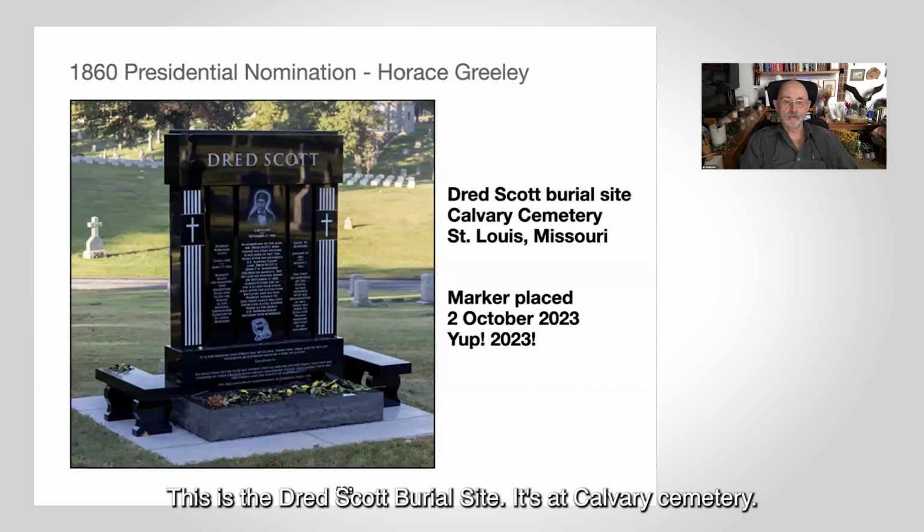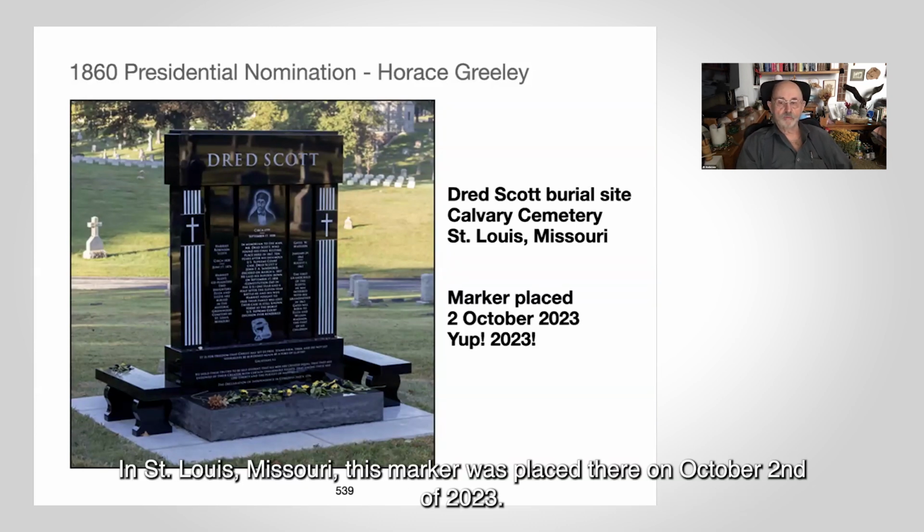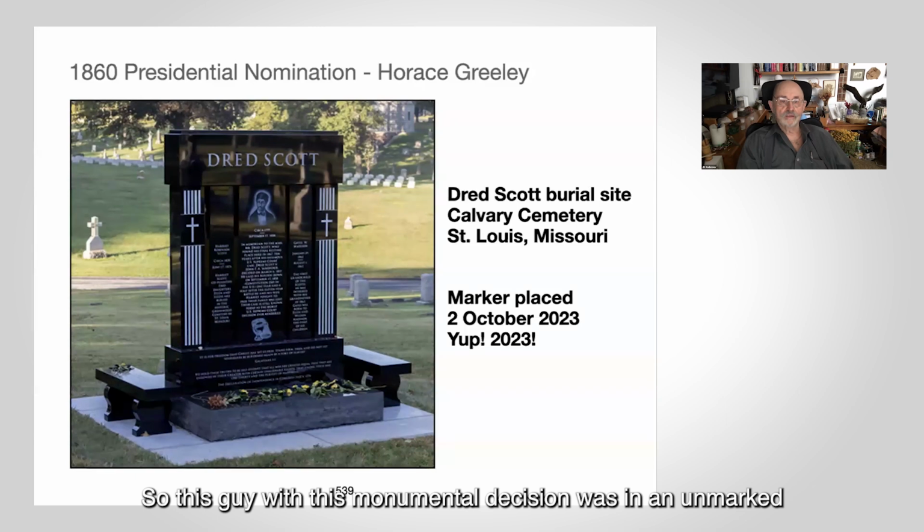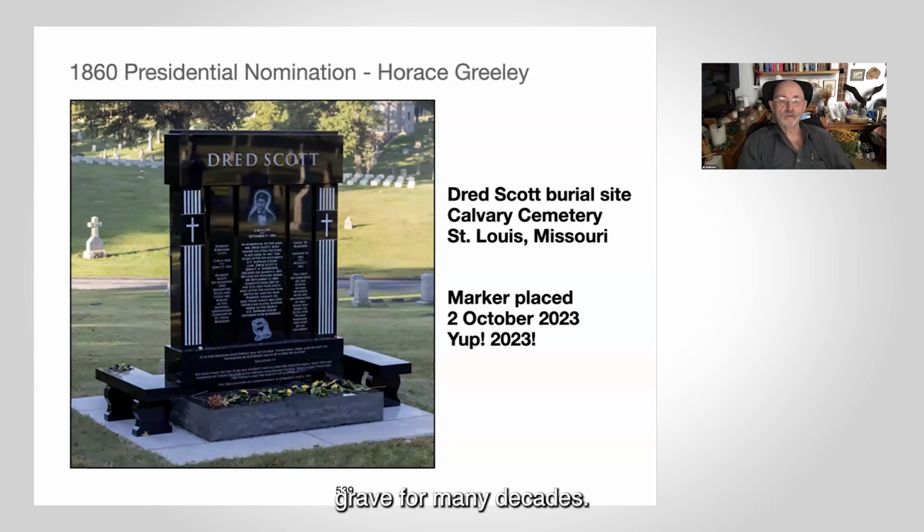This is the Dred Scott burial site. It's at Calvary Cemetery in St. Louis, Missouri. This marker was placed there on October 2nd of 2023. That's not a mistake. Don't mean 1923. It's 2023. So this guy with this monumental decision was in an unmarked grave for many decades. Now, just roughly 13 months ago, this monument was placed at the cemetery where he is buried.